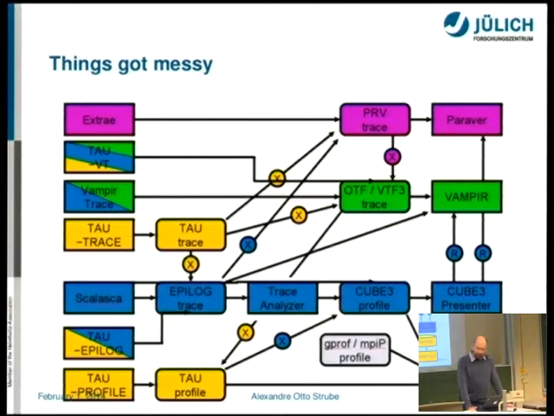So what happens? For example, this was the state two years ago of some performance tools. You have Paraver, you have Vampir, you have Scalasca, you have Tau, and then you have converters between those tools. You have instrumenters of those codes. So this was very confusing for us.